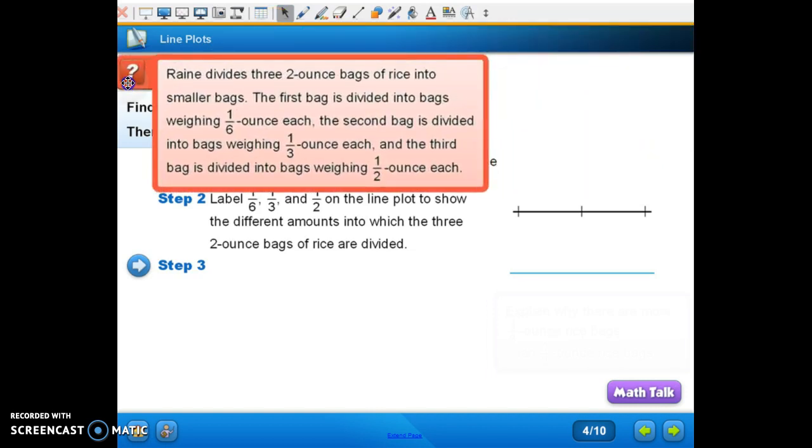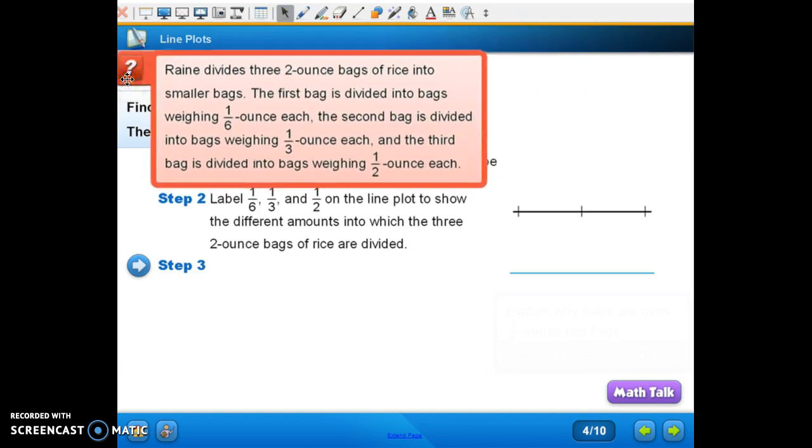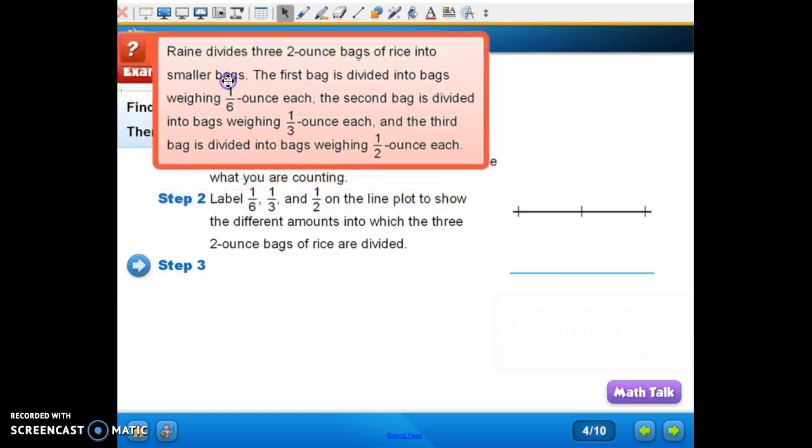Hopefully I can get that out of the way. So what would we make our labels down here on our line plot? What are we using? 1/6, 1/3. Yes, and you go from 1/6, 1/3. You should probably be doing this on your paper. It's already on there? Great. And 1/2. Okay, then we've got to graph our x's on there.